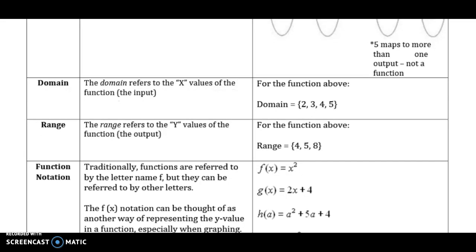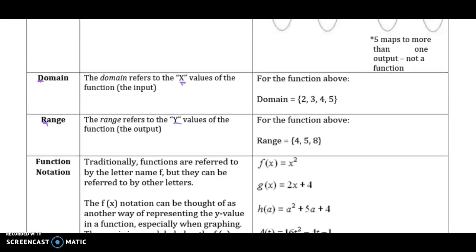For the domain, remember domain goes with the x, and then the range is referring to the y or the outputs. So x is what I'm plugging in, y is what I'm getting out from my answer. And we create a set of input values for the domain and then a set of output values for the range. And what you should notice, domain and range are in alphabetical order, so are x and y. So you can remember that they go together alphabetically.